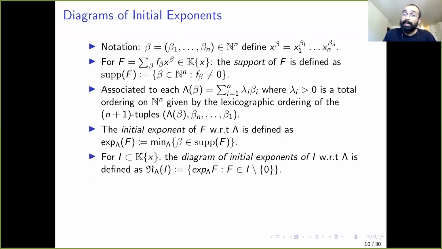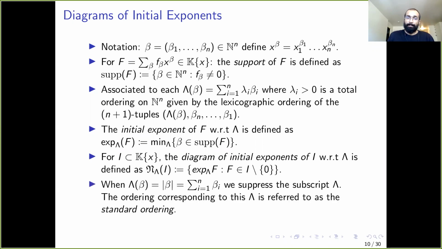Now, for an ideal I in the ring of convergent power series, the diagram of initial exponents with respect to lambda is defined as the set of all the initial exponents of non-zero elements of this ideal. Just as a small note, when lambda of beta is just the length of this n-tuple of integers, which is the sum from 1 through n of beta_i, we usually suppress this subscript lambda, and we refer to the ordering corresponding to this particular choice of lambda as the standard ordering.